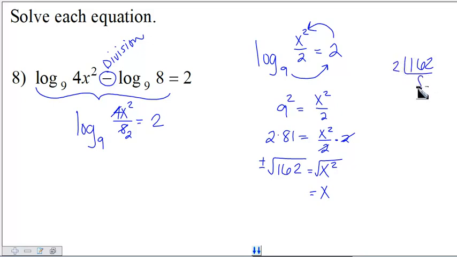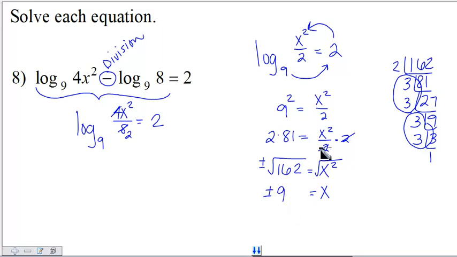If I break down 162, it looks like this. So what am I looking for? Square roots mean that I need something that multiplies times itself. I'm looking for things that show up twice. If something shows up twice, it gets to come out of the square root. If I have multiple things that show up twice, they're going to multiply together. So in this case, a 9 will come out of the square root, but this 2 is going to remain inside.